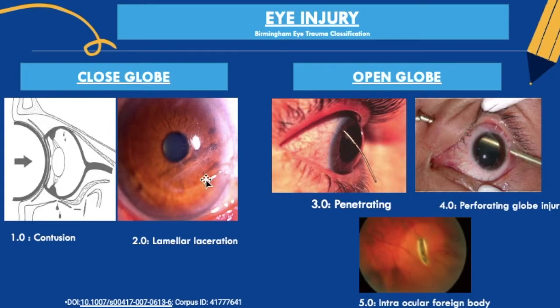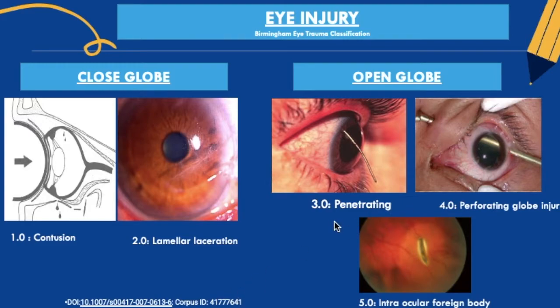Now, there are also situations whereby there is lamellar laceration, so it is not a full thickness laceration, and when a patient also presents with a superficial epithelial defect, that will also be considered under closed globe injury. In other words, the structure of the eyeball remains round, there is no collapse of the eyeball, and the sclera remains intact.